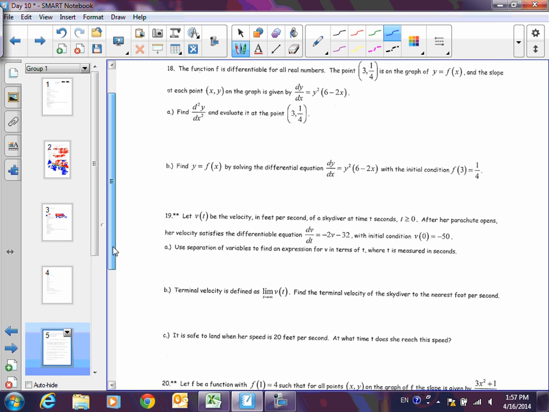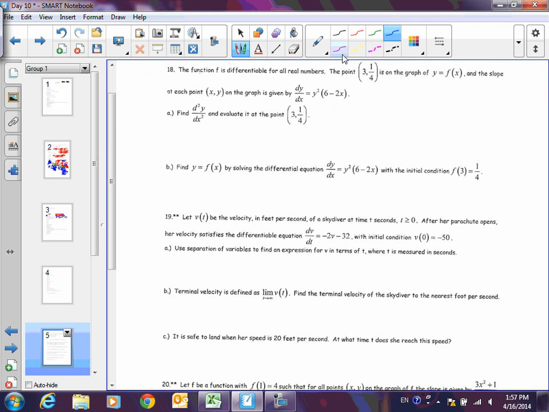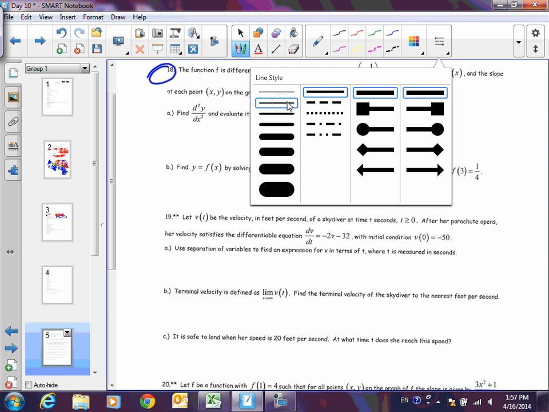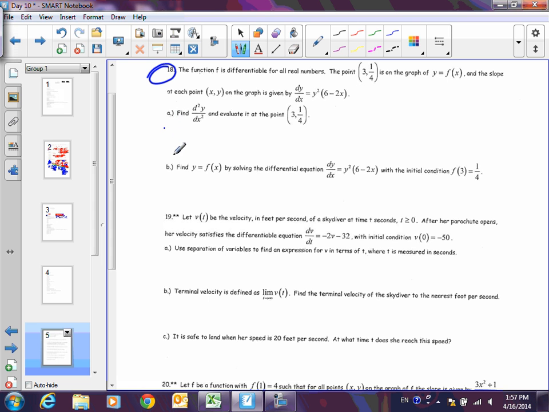Okay, turn to number 18. This is the last one we're going to do. They say we have a function f, differentiable, which just means that they can take the derivative for all numbers. We have a point, 3, 1/4, that just gives us an x and a y value on this graph, and the slope at each point is given by this derivative. We know that derivatives are the slope of the tangent line, so that makes sense.